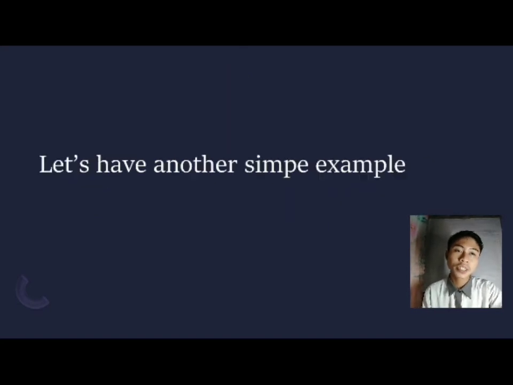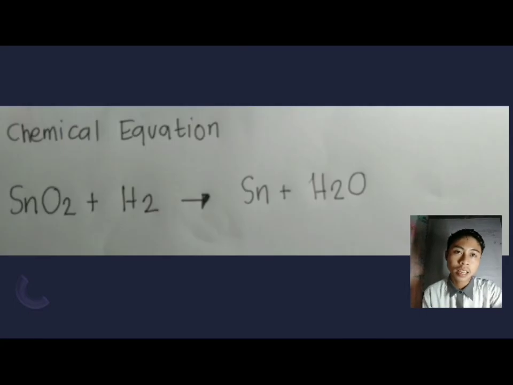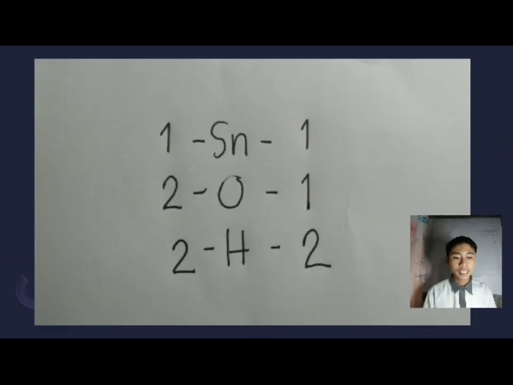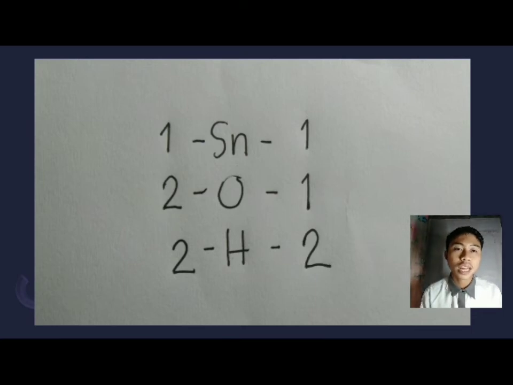Let's have another simple example. In the chemical equation, SnO2 plus H2 producing Sn plus H2O, or yung tinatawag nating tin oxide. Okay? So identify first the elements that are present in the chemical equation. The Sn, the tin, the oxygen, and the hydrogen. So you have seen the number of atoms in step number 2.